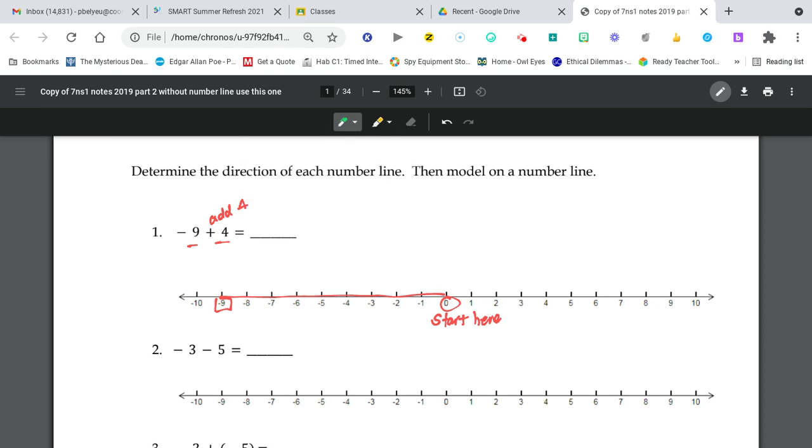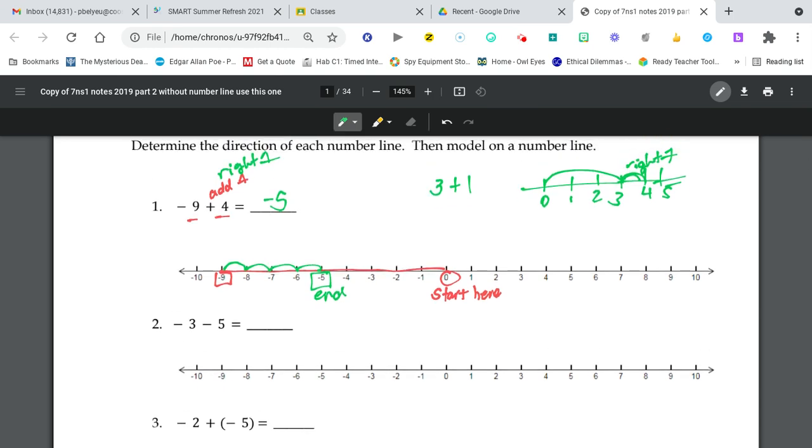Because when we add a positive number, just like if you had 3 plus 1, here's your 0, your 1, your 2, your 3, 4, 5, and so forth. So if you wanted to go to 3, you would go here. But if you wanted to add 1, you would move to the right. You would go right 1. So to add 4, we're going to go right 4 from -9. Right 1, 2, 3, 4. So we see that we end right here. -9 plus 4 is -5.